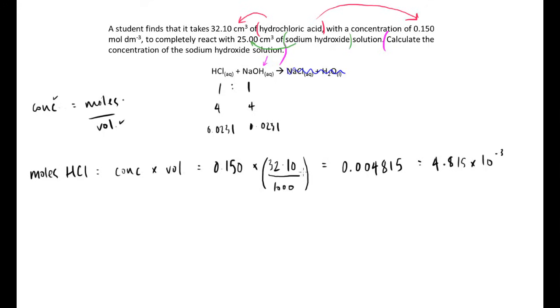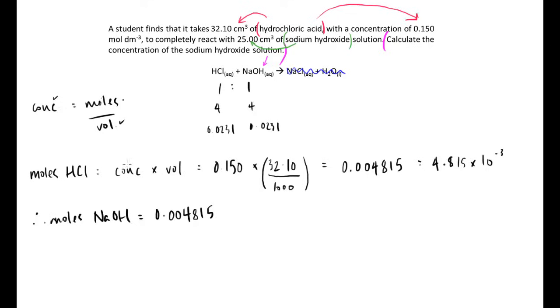But anyway, I've worked out my moles of hydrochloric acid, and I've worked out that I have, from this value here, 0.004815 reacted perfectly in this case. Now, because the ratio is 1:1, that means that this hydrochloric acid, 0.004815 of this, must have reacted with 0.004815 of this. Therefore, moles of sodium hydroxide equals 0.004815.